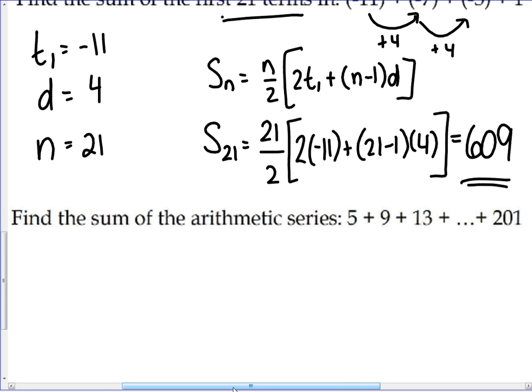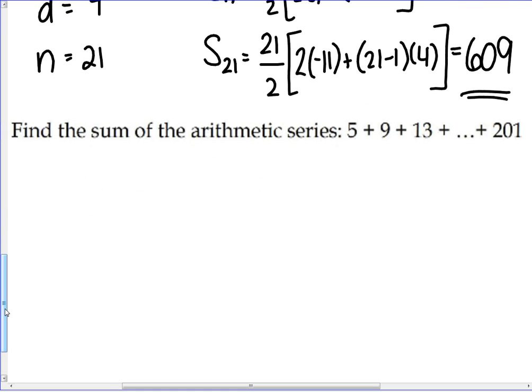Okay? Manageable? Not that big of a stretch from yesterday's lesson, hey? Two new formulas, but they're not that bad. Find the sum of the arithmetic series.